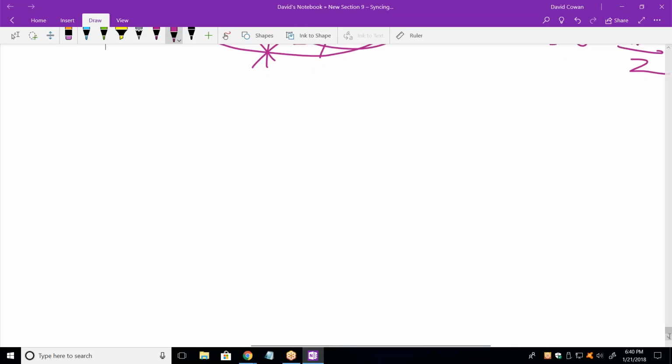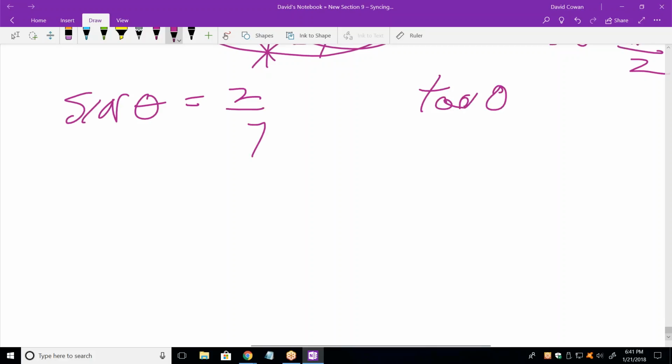What else do you need to know? You know how to do it if they give you one trig function, how to get the other 6, as long as they give you enough information to allow you to put it in the correct quadrant. So let me give you one. If the sine of theta is 2 over 7, and the tangent of theta is less than 0, give me all 6 trig functions of theta. Okay, let me just write this down real quick.